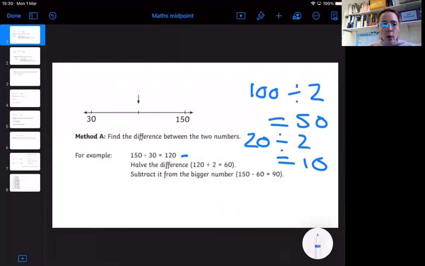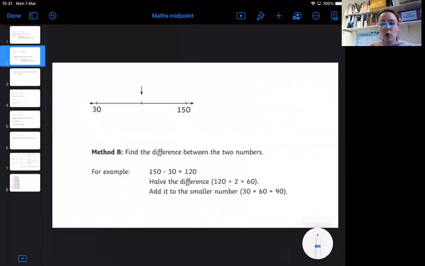Quick reminder, so method A, the first way you can work out that midway point. You find the difference between the two numbers by taking the small number away from the big number. Then you half that difference, which means divide it by 2, and then you subtract it from the bigger number. Let's have a look at a different method we can use to work it out. Don't worry, I'll remind you of these methods and you can have a go at doing them as we're working our way through this video.